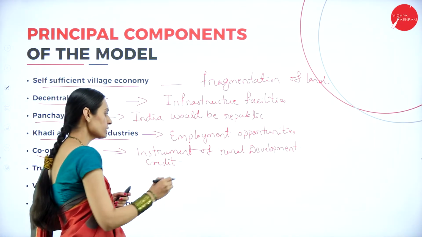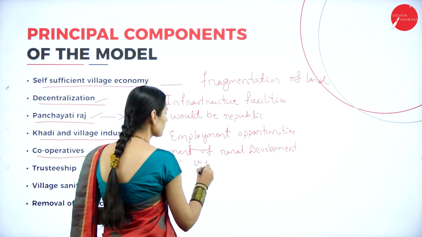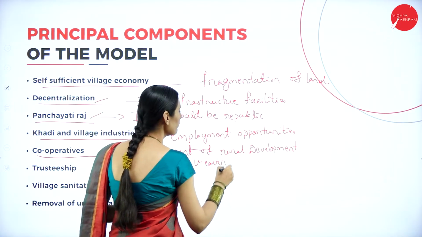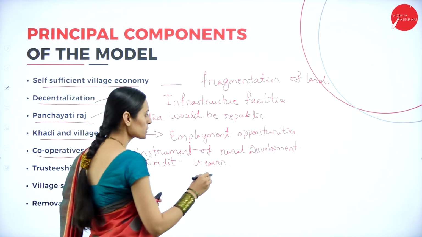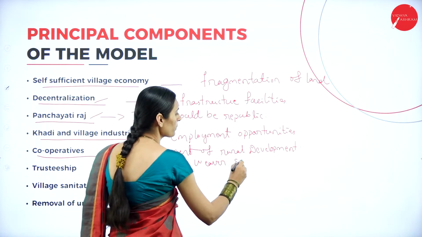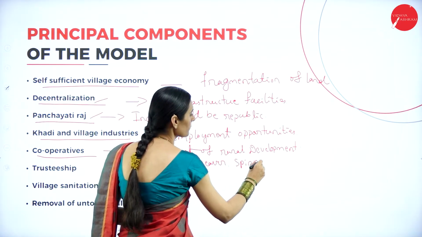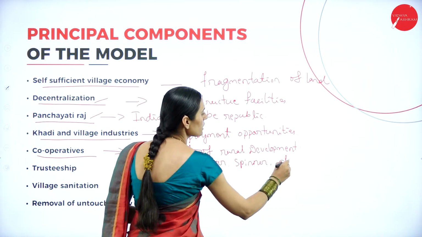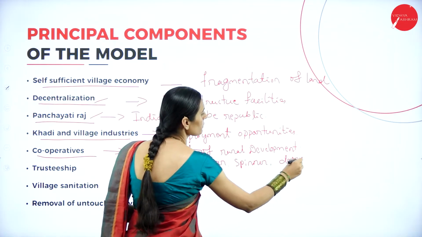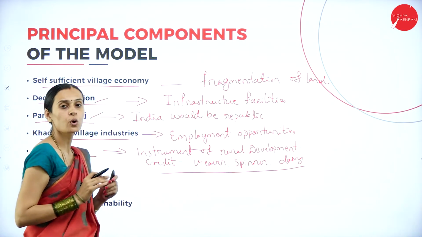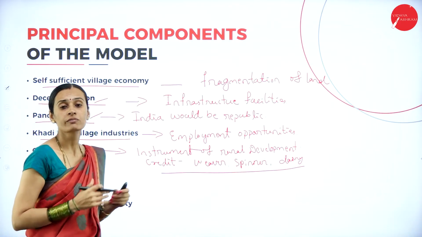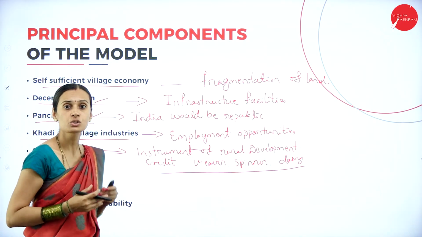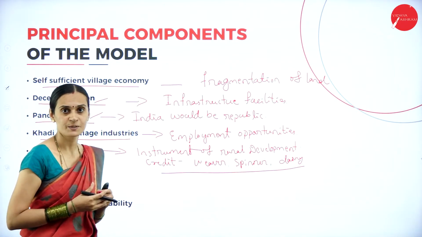And the second one, weaver cooperatives. And the next one, spinner cooperatives and dairy cooperatives. So these four cooperatives play a major role in providing financial assistance to the agriculture system.